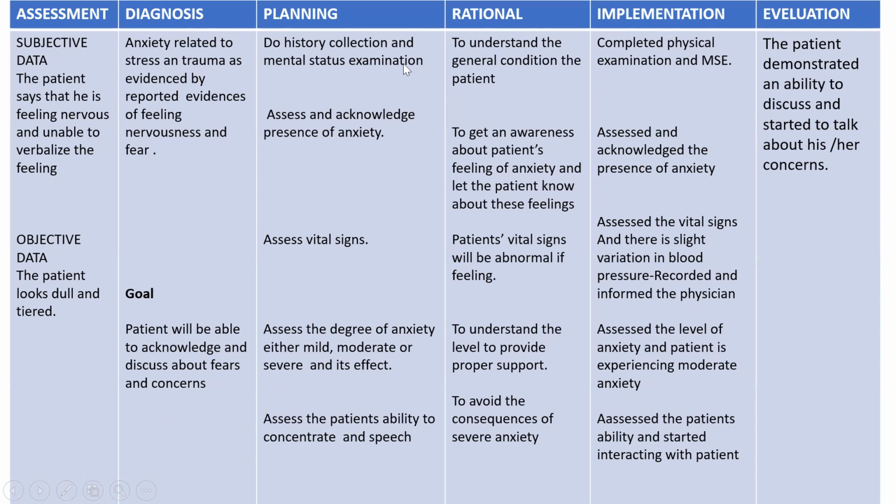Then you can go for planning. Okay, so in the planning column, you have to write the planning one by one, then rationale, implementation. Whenever you write a nursing care plan, start your nursing care plan with history collection and physical examination, and mental status examination if it is related to a mental health problem. So you write do history collection and mental status examination, for what? To understand the general condition of the patient. And in implementation, always write in past tense.